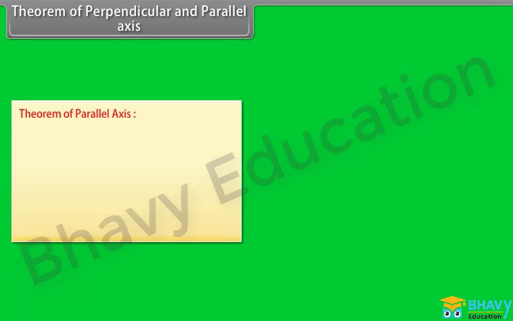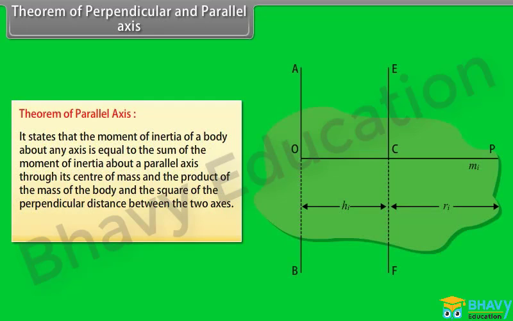Theorem of parallel axis states that the moment of inertia of a body about any axis is equal to the sum of the moment of inertia about a parallel axis through its center of mass and the product of the mass of the body and the square of the perpendicular distance between the two axes. I is equal to ICM plus MH square.